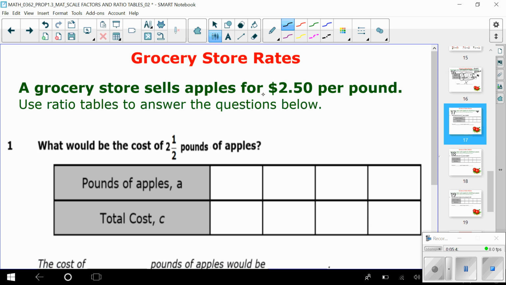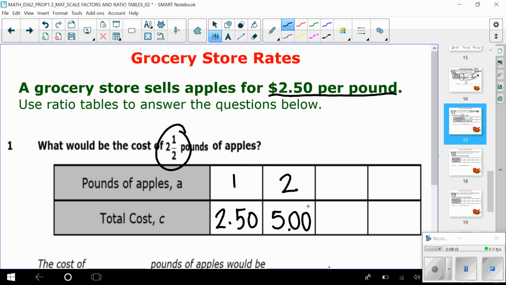The grocery store sells apples for $2.50 per pound. It wants to know what will 2.5 pounds cost. Well, we know that 1 pound costs how much? $2.50. And we know that 2 pounds costs how much? $5, right? And so somewhere in here, we need to go, well, what if I had 2.5 pounds? Well, if I know 2 pounds is $5, how can I find 2.5?